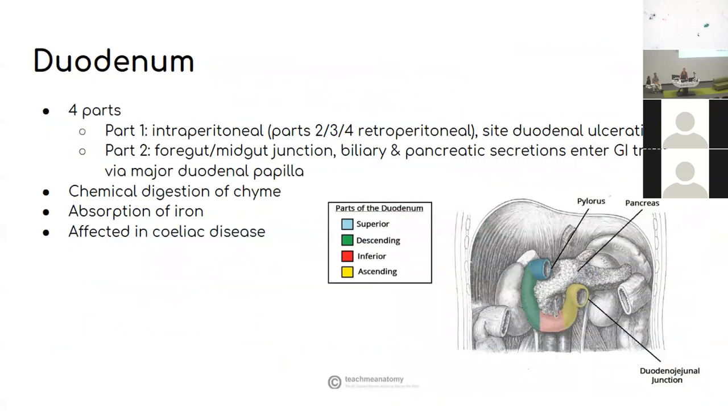You guys might have a good way to remember what gets absorbed where. It's a bit explicit, so I'll turn the video off and then I'll tell you a bit later.